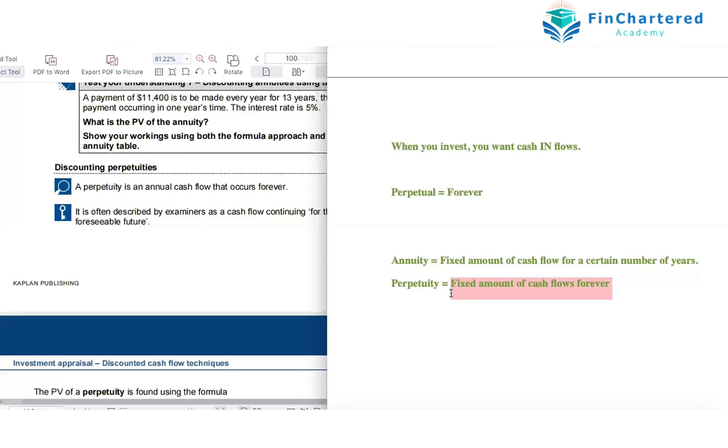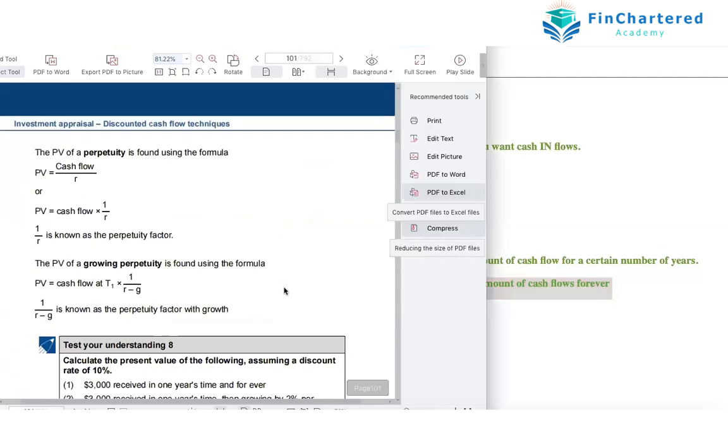For example, if you ask me for how long I'm going to teach, as of now, I will say forever. I don't know, maybe after 15 years I might stop, but from what I can see, I will teach it forever. So a perpetuity is a regular inflow of cash. It's an annual cash flow that happens forever.